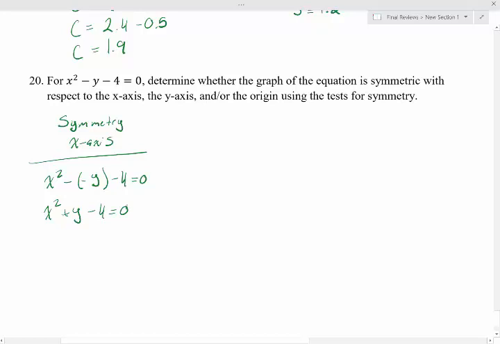Well, it's not the same as the original equation. Now, if I were to multiply both sides by negative 1, I would get my negative y back. But that would make x squared negative and 4 positive. So either way, we won't get our original equation back. So there's no symmetry with respect to the x-axis.